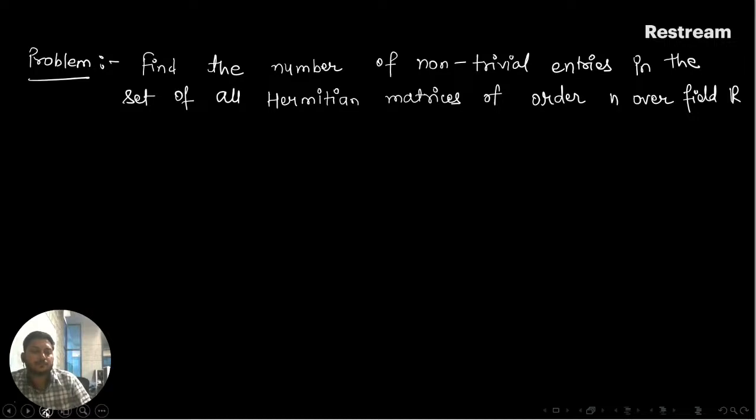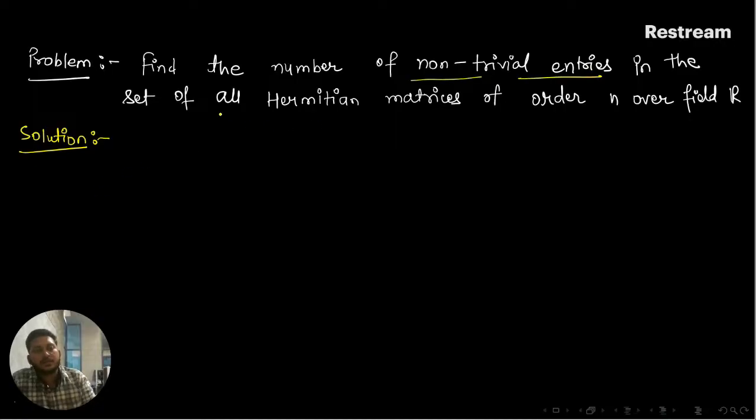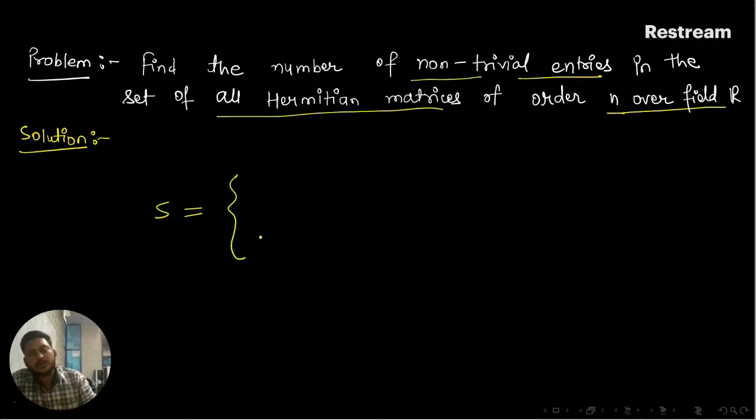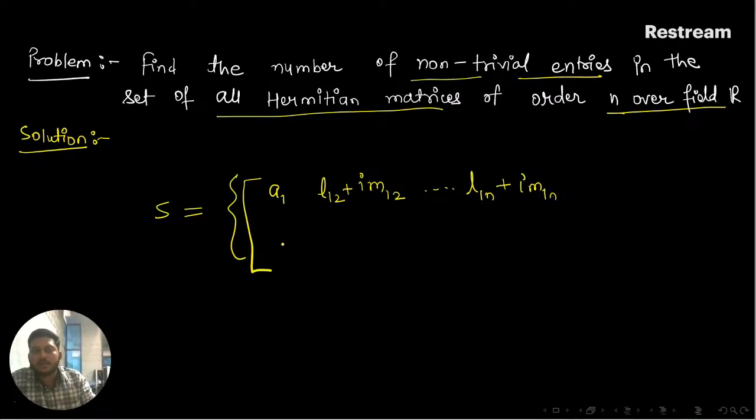for this. The number of non-trivial entries in the set of all Hermitian matrices of order n over field R is, here is the sum of entries, the non-trivial entries, used for the set of all Hermitian matrices of order n over field R. So take S which is equal to, here are the entries like this, A1, L12 plus iota M12, dot, L1n plus iota M1n, and another part, taking here Z bar.